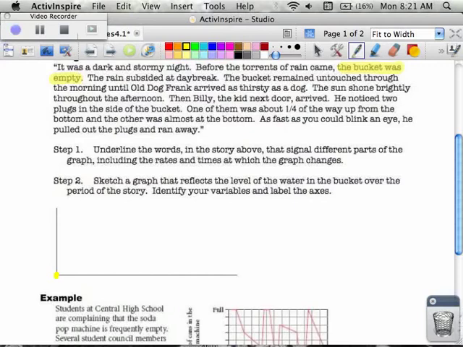And then the torrents of rain came and then stopped at daybreak. So we're going to get a lot of rain, and then at daybreak it had subsided. The bucket was untouched through the morning. So that means for a while, nothing changed.